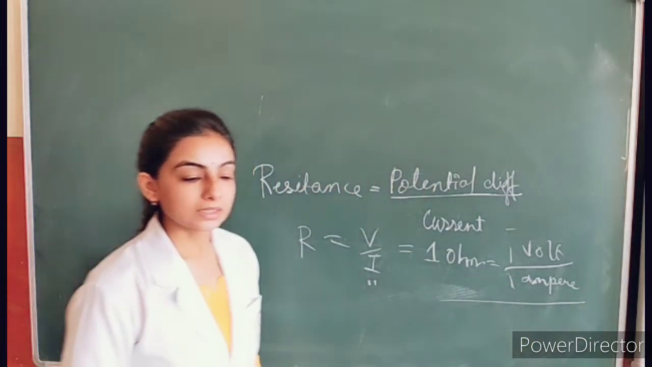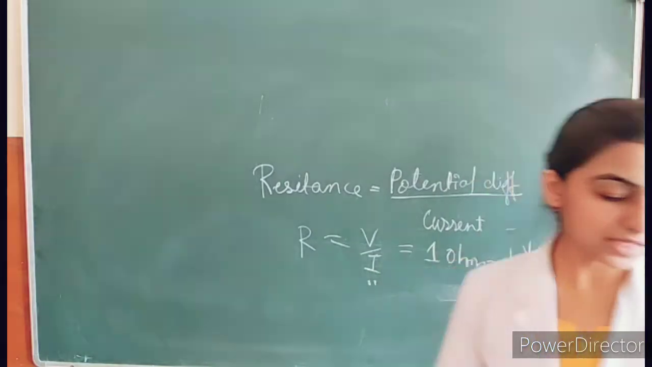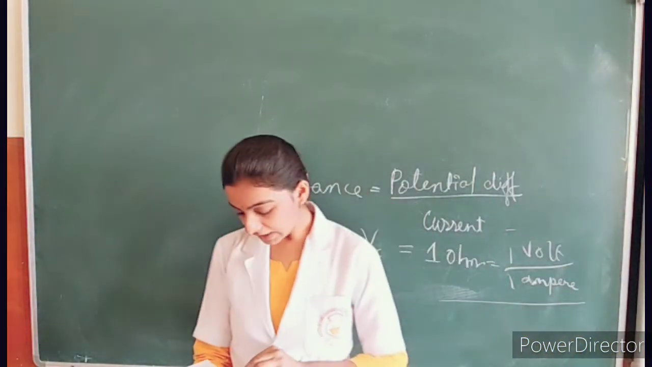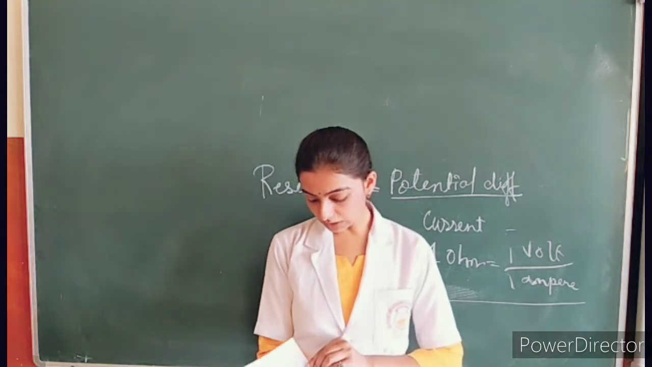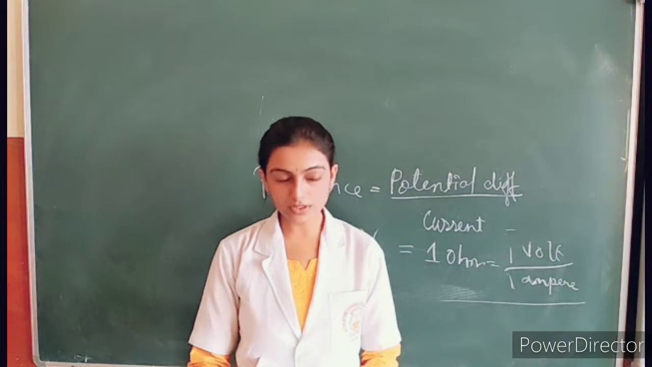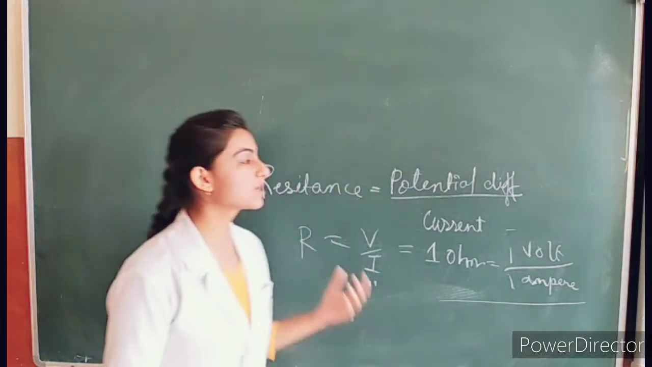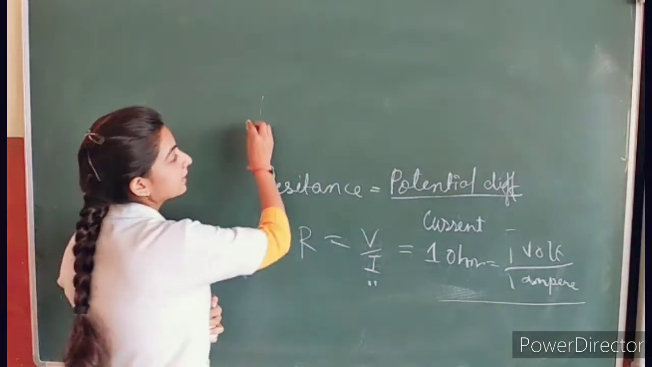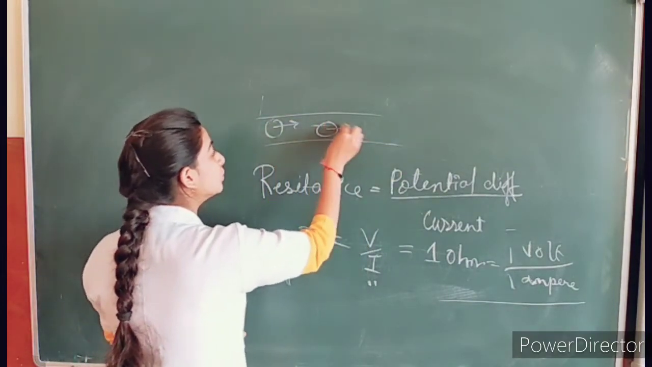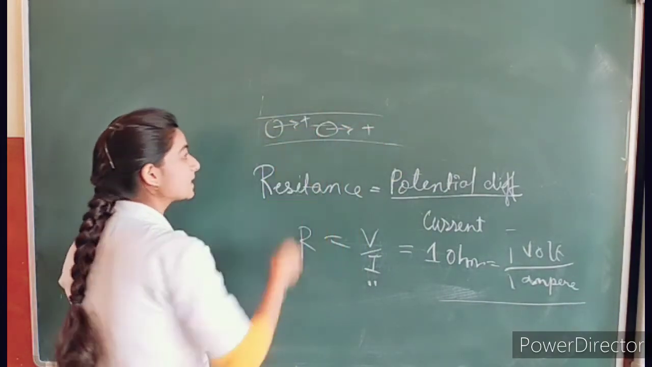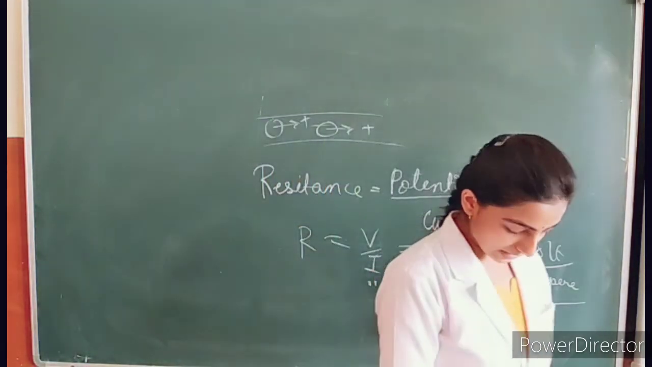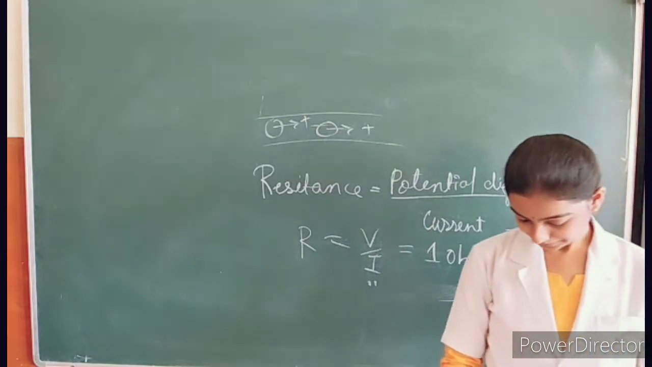Okay. Now, what are the factors affecting resistance of a conductor? So, the resistance of a conductor depends on the number of collisions of free electrons present in it with positive ions. When the free electrons tend to move, how much they collide with the positive charges will affect the conductor.